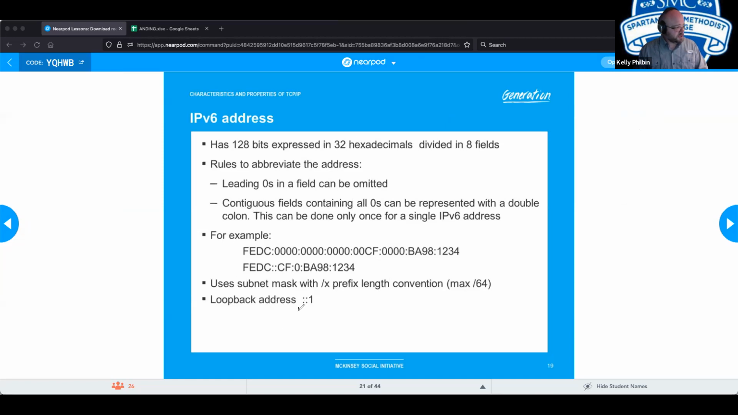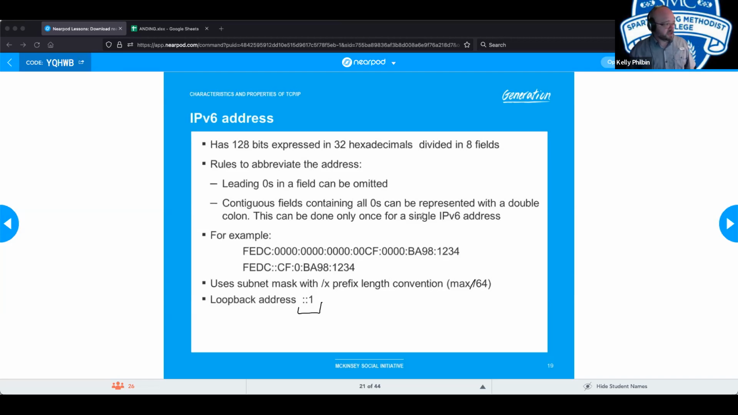Then as Rachel was pointing out, here is your loopback address, which is just ::1. Subnet masks. As there are 128 bits, the maximum subnet mask you could have is what's considered a /64. For the purposes of A+, you just need to know that definitionally. You don't need to understand more than that with regards to the subnet mask for IP version 6.